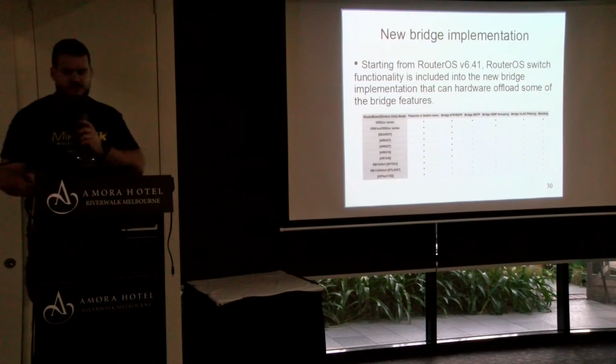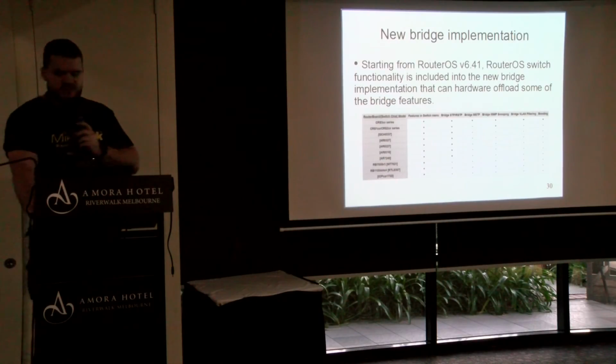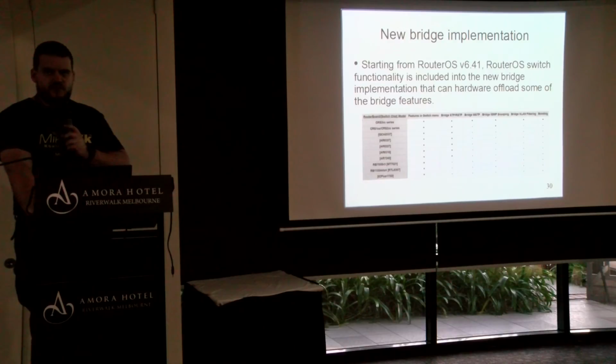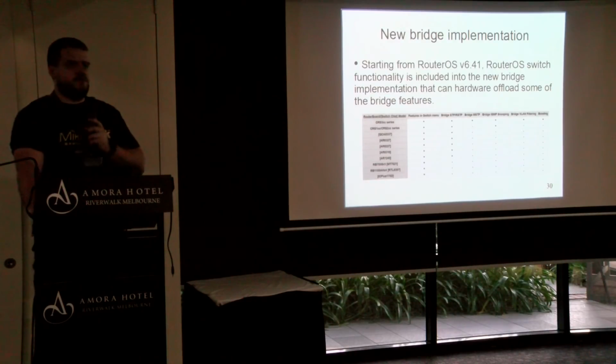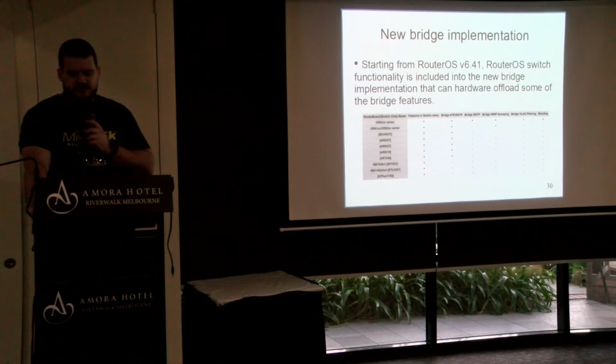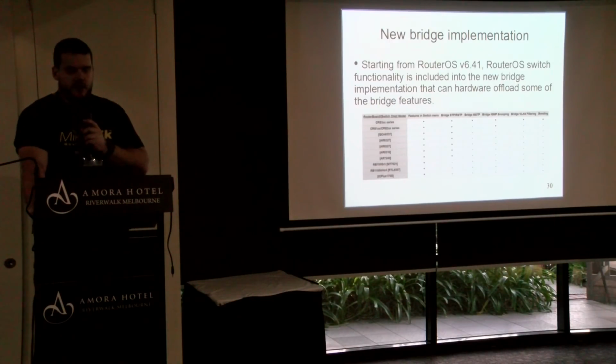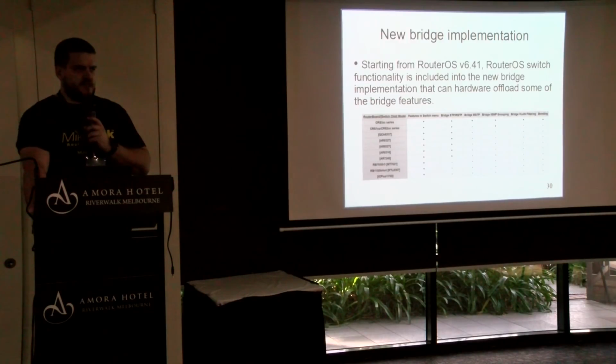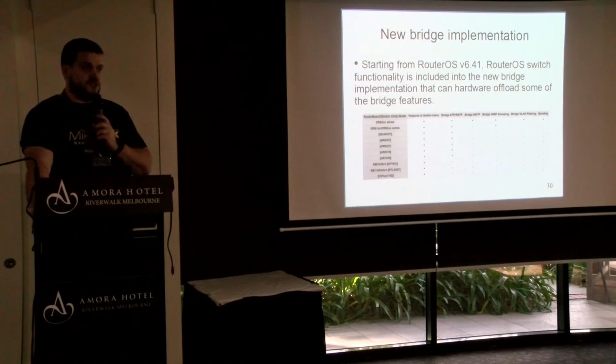So to solve this, actually, we need to use some features from version 6.41. In 6.41, we backported the new bridge implementation from version 7 to version 6. So now bridging and switching happens exactly the same way. You just put the ports in the bridge, and if ports can use a hardware path, so basically switching, they will use that automatically. You can, of course, switch that off if you want. So basically, this bridge will automatically offload all the possible things that you can offload.